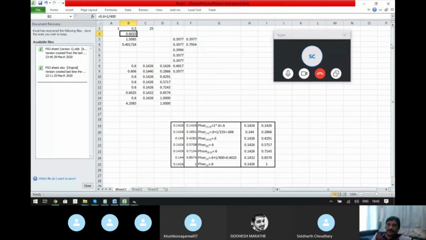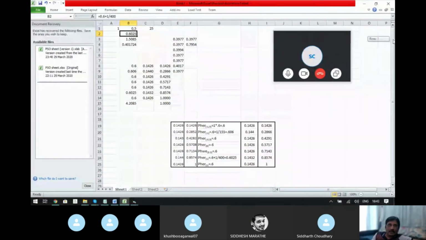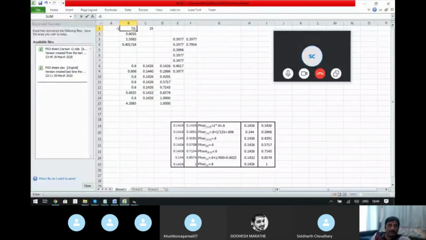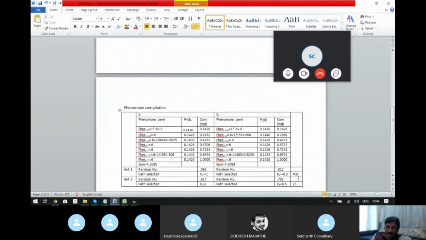Let me find it. For -1 and minus 0.5, that value is coming out to be 225. This is not 400; 400 was the value for something else. 225 will be the function value for the path traced by ant 1.